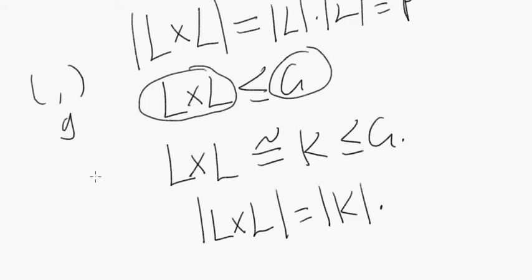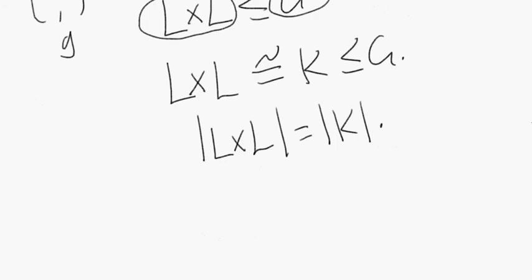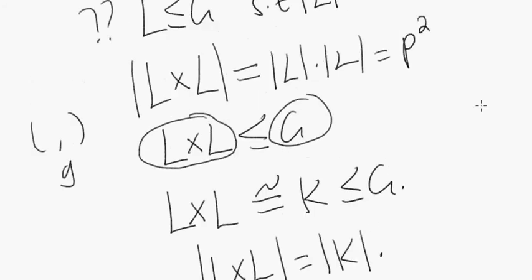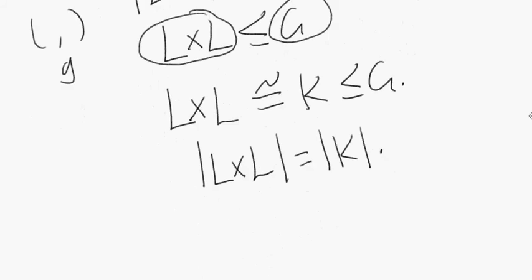So, but still, the challenge remains. What's the order of L cross L? Didn't we say that the order of L cross L was P squared? But if the order of L cross L is equal to the order of K, then aren't we saying that we found some subgroup K of G whose order is also P squared, right? A subgroup of G whose order is P squared.